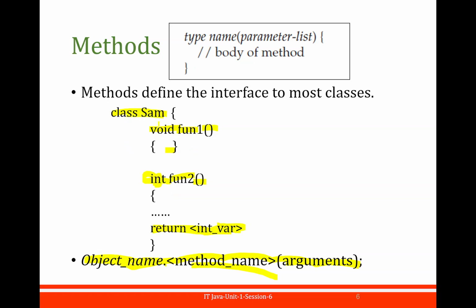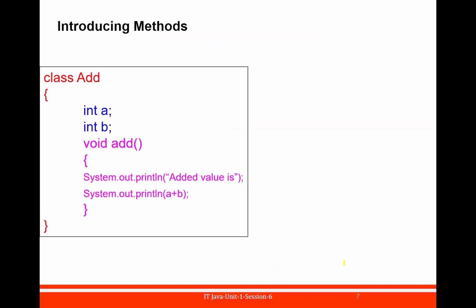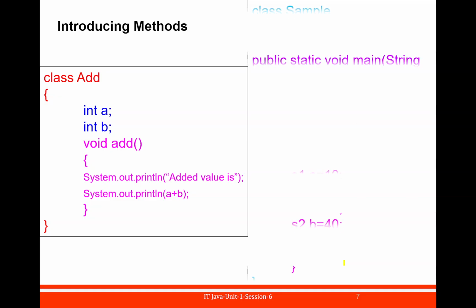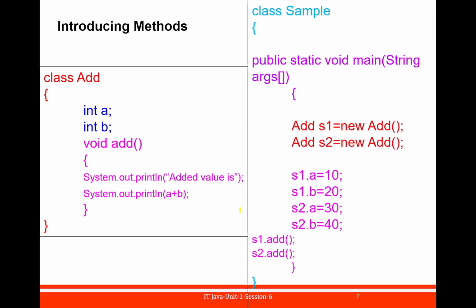Inside the class, we can define methods like this. And if you want to access such methods inside a class, you can use the syntax object name dot method name followed by argument values. So here we are introducing the methods. So you can see a simple addition program.